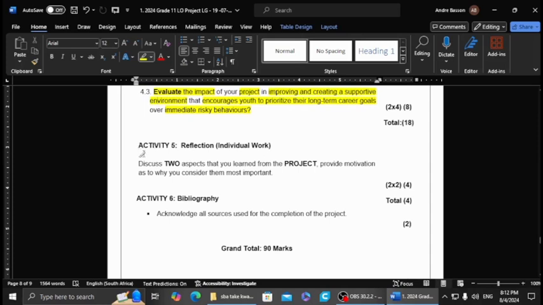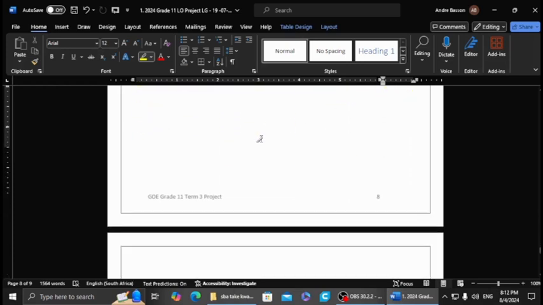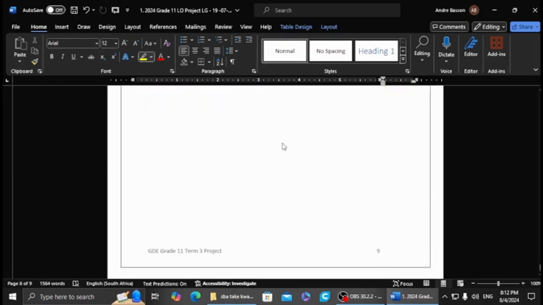Then activity 5 is a reflection. Discuss 2 aspects that you learned from the project, and provide motivation for why you would consider them important. You do a bibliography. I will add in a page that is the correct way to do a bibliography. And that's the task.